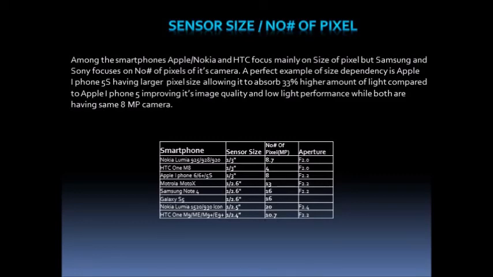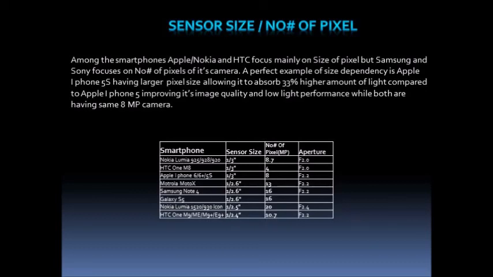Apple iPhone 5s is one example that we can directly pick up here. It has a larger pixel size, and it allows it to absorb 33% more light compared to the Apple iPhone 5. That improves the image quality, and both cameras have the same number of megapixels. So that is a perfect example of the 5 and 5s. When you capture an image with the iPhone 5 and iPhone 5s, you see a clear difference, and that difference is only coming because of the increased size of the pixels.